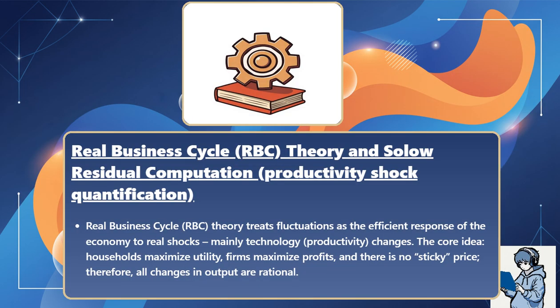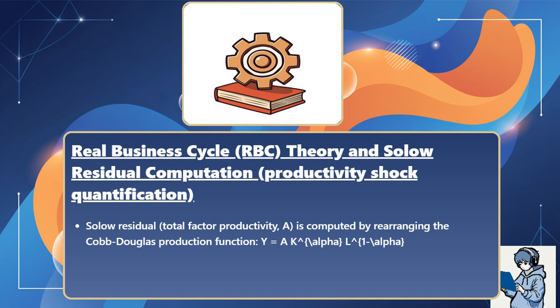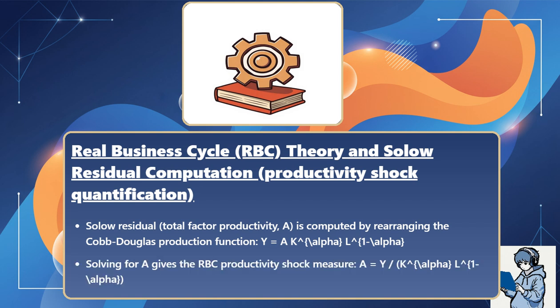Real business cycle theory treats fluctuations as the efficient response of the economy to real shocks, mainly technology changes. The core idea: households maximize utility, firms maximize profits, and there are no sticky prices, therefore all changes in output are rational. Solow residual, total factor productivity A, is computed by rearranging the Cobb-Douglas production function Y equals A times K to the alpha times L to the 1 minus alpha. Solving for A gives the RBC productivity shock measure.